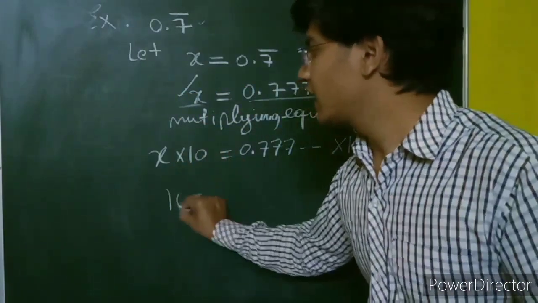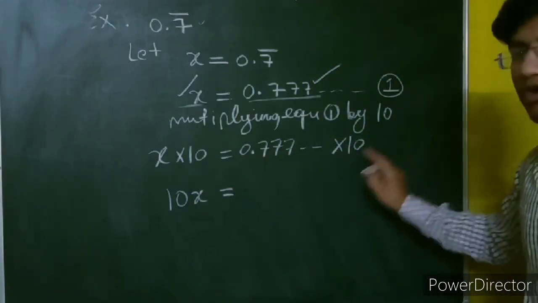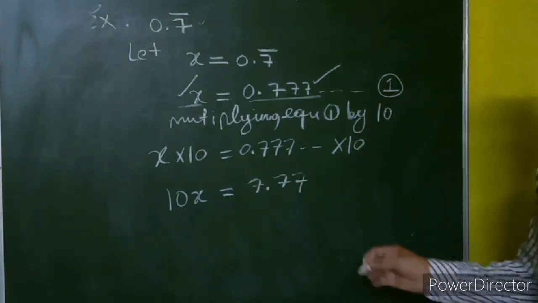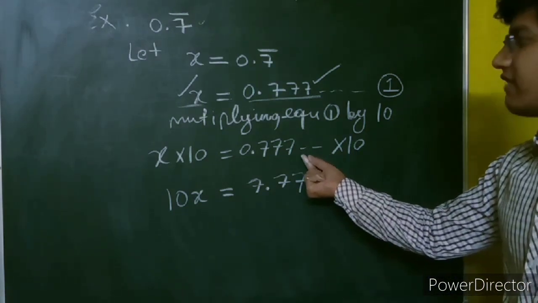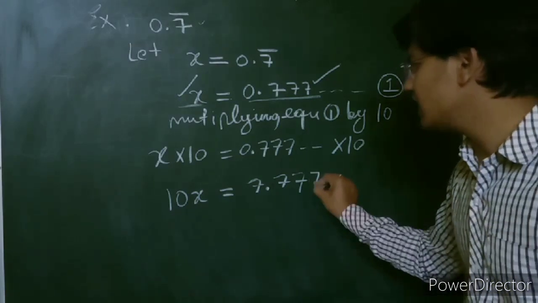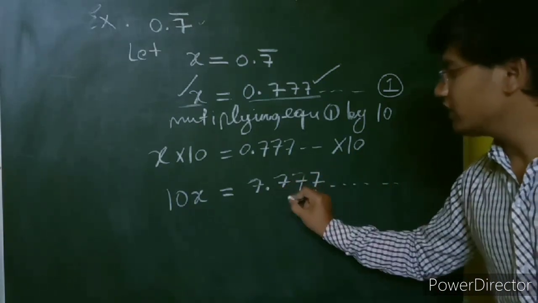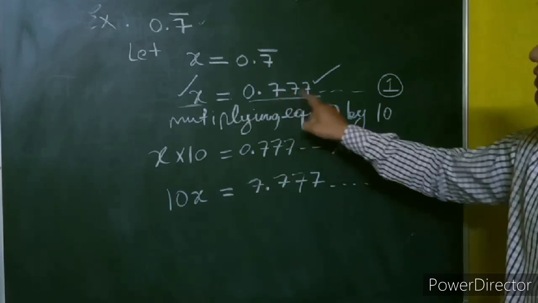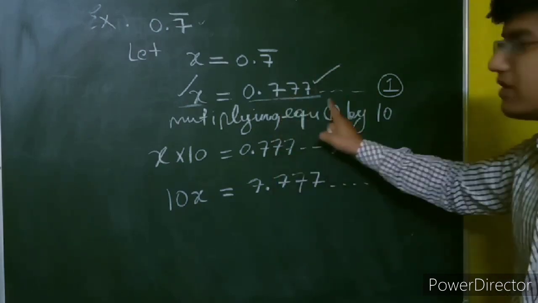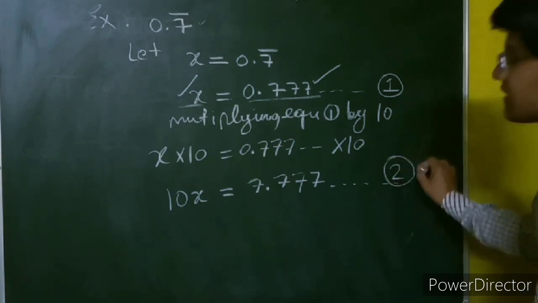So 10 into x will be 10x, and 0.777... into 10 will come 7.77. Now you see here, we are having so many 7s, 0.77777, so many. So we are writing only 3 sevens after the point and dash dash dash. Why have I written 3 sevens after the point? Because 1 2 3 is here, 1 2 3 is here. That's why, to make it symmetrical. To make both look the same, we have taken 3 sevens after the point here and 3 sevens here as well. Now we will consider this as equation number 2.